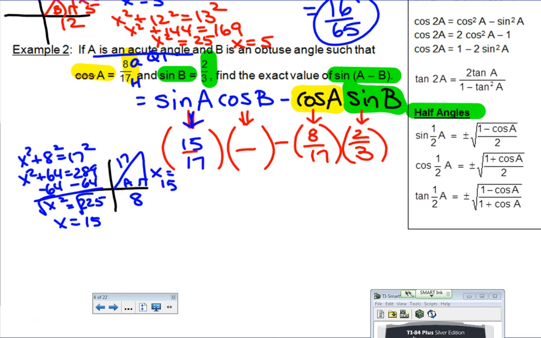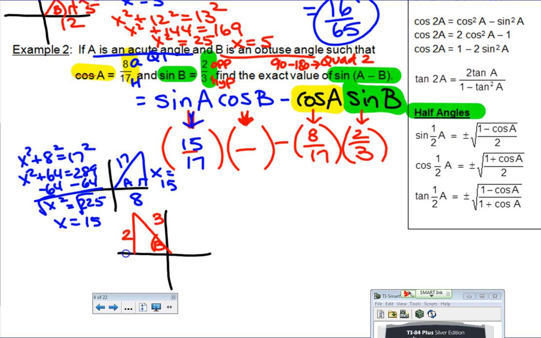So now I have to do angle B to find the cosine of B. Well, angle B is an obtuse angle, and obtuse angles are any angles between 90 and 180. So that means we're in quadrant 2. So in quadrant 2, I'm going to draw my triangle. Quadrant 2 would be like this, and there's my B angle. I know that the opposite side is 2 and the hypotenuse is 3. So O is 2, H is 3. I have to find the missing side.